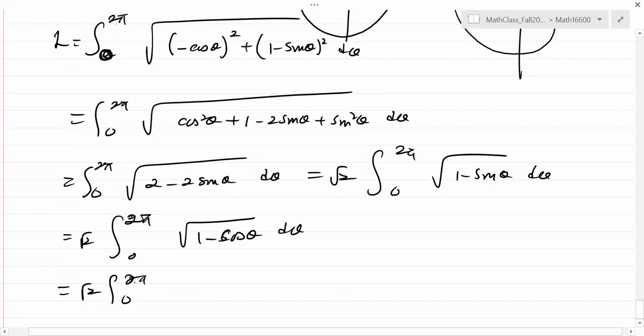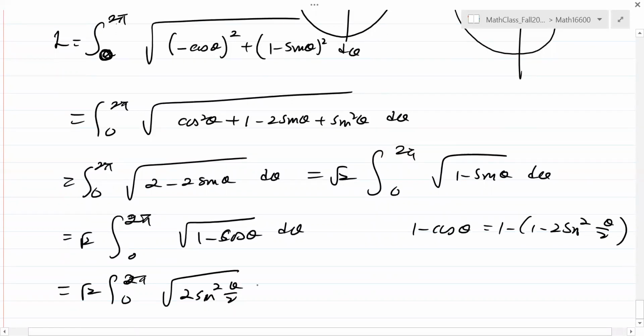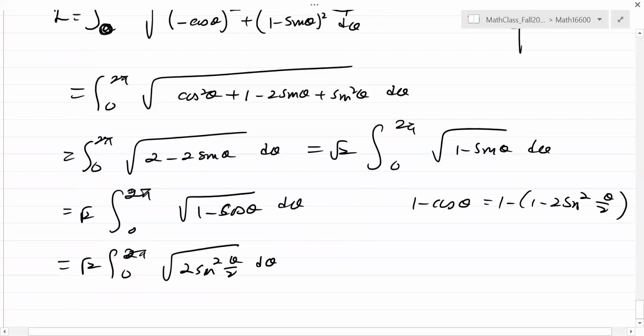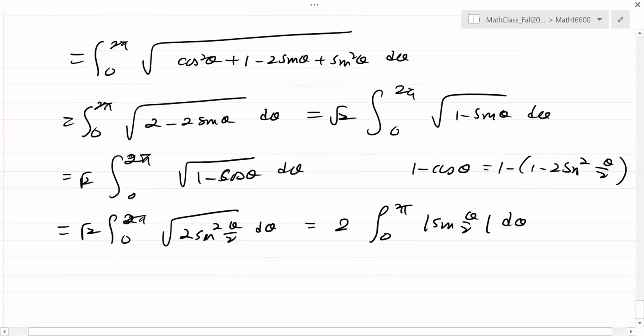The reason is that 1 minus cosine theta is 2 sine squared of half theta. So you will get the square root of 2 sine squared half theta, d theta. Now the 2 cancels out, and we get the absolute value of sine of half theta, d theta. So we have to know whether this is positive or negative. When theta is between 0 and pi, half of theta is between 0 and pi over 2, so this is always positive.